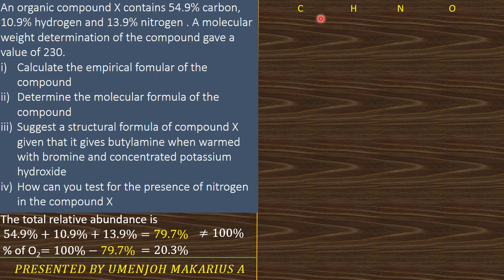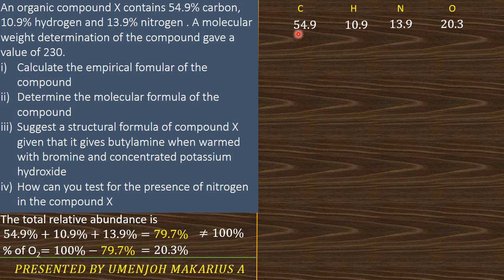So we are going to put all the various elements like this: carbon, hydrogen, nitrogen, and oxygen. Now we insert their percentage compositions by mass. Carbon is 54.9, hydrogen is 10.9, nitrogen is 13.9, and oxygen is 20.3. Secondly, what do we do now? We divide each of these percentage compositions by mass by their respective molar masses.